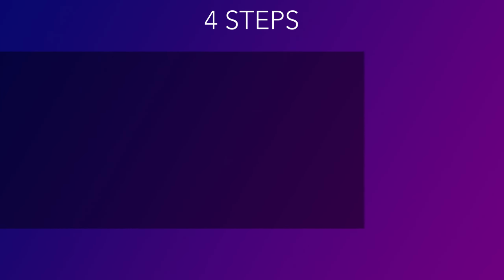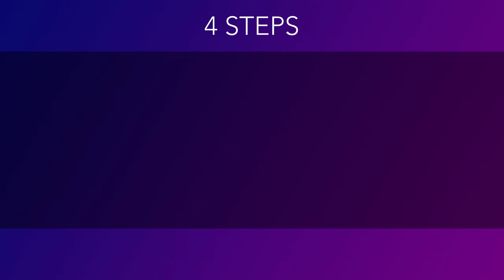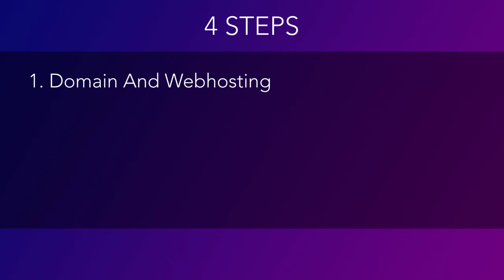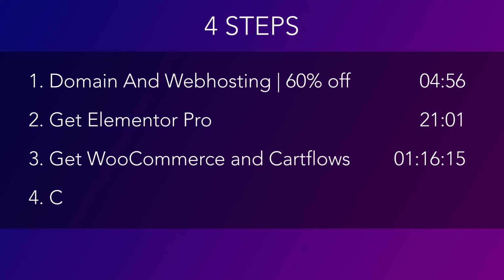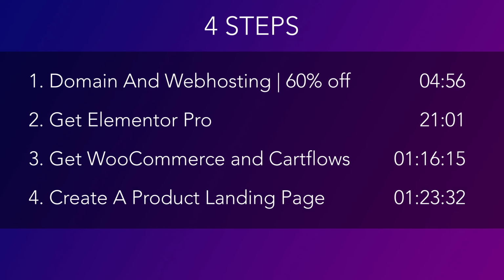There are 4 steps we'll take in this tutorial. The first step is to get a domain name and web hosting if you don't have it yet, and install WordPress on it, and I can give you 60% discount. After that, we will get Elementor Pro, create a beautiful header, footer, and the pages of our website. The third step is to get WooCommerce and CartFlows, and then we will create our product page and automate the whole process. So let's start with step 1, getting a domain name and web hosting.